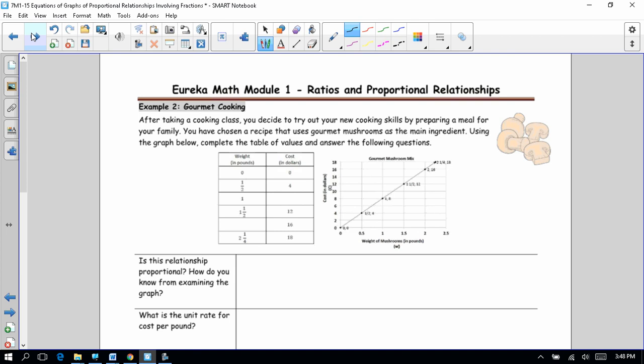Gourmet cooking. After taking a cooking class, you decide to try out your new cooking skills by preparing a meal for your family. You have chosen a recipe that uses gourmet mushrooms as the main ingredient.